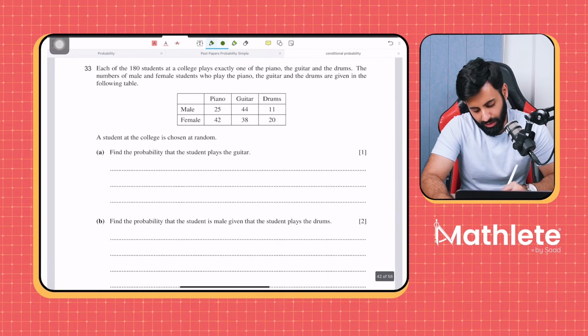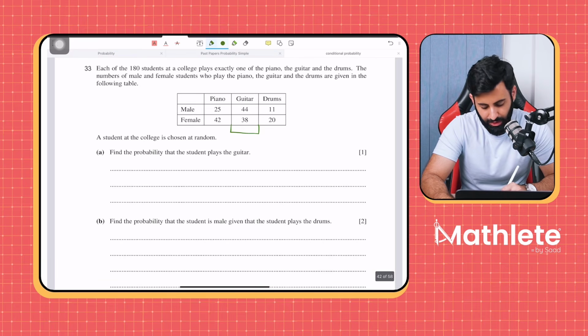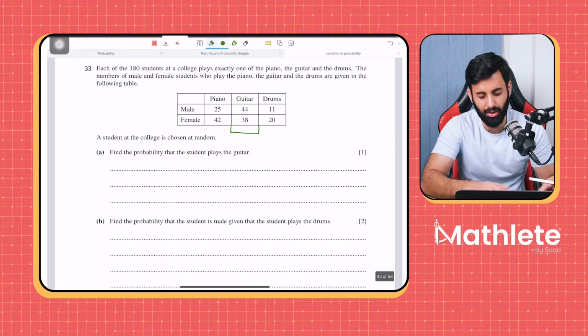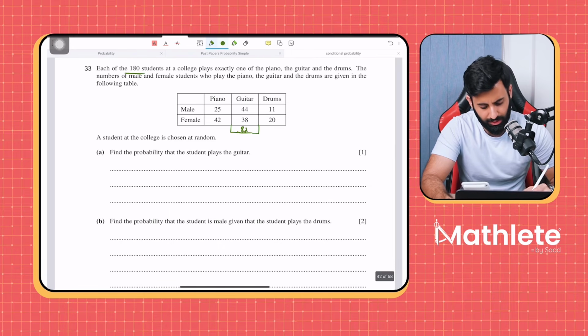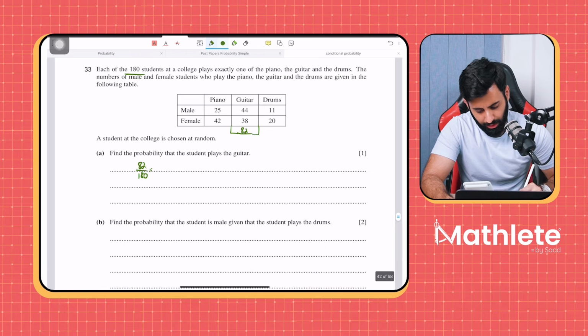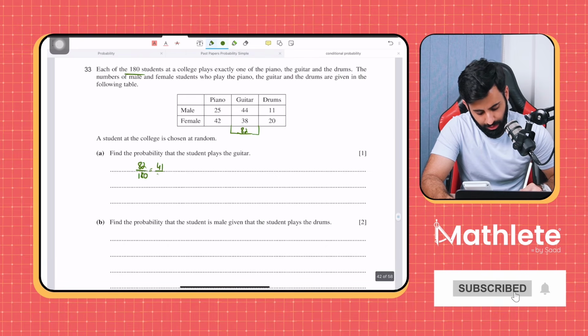41 over 90, that's correct. So all you got to do is find out the total number of students who play the guitar. That's going to be 44 plus 38, that's 82. And then sometimes in a question like this, you're given the total number of students, that's 180. So 82 over 180 will give you the correct answer, which is 41 over 90.